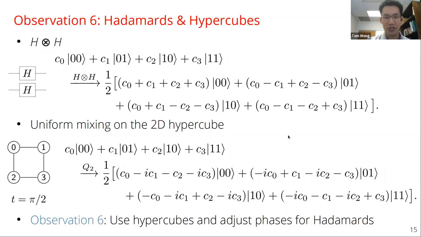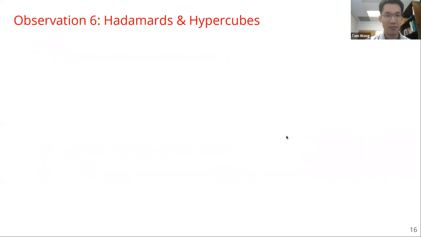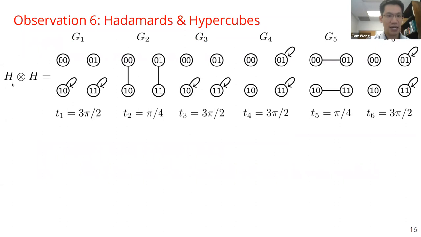So our observation is we can use hypercubes, with some phase adjustments, to apply parallel Hadamards. So this is two Hadamard gates with the previous result. If you implement them sequentially, the first three graphs implement one Hadamard gate, and the other three graphs implement the other Hadamard gate. And the total runtime of this is 13 pi over 2, which is about 20.4.